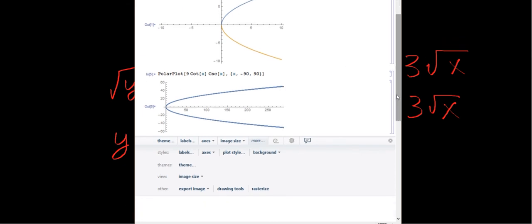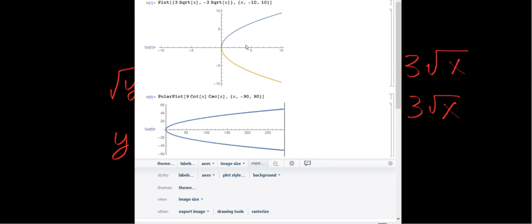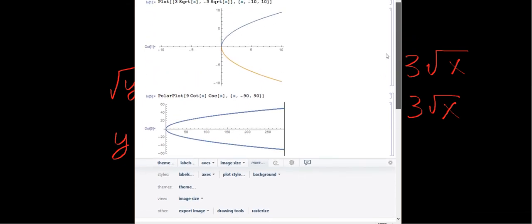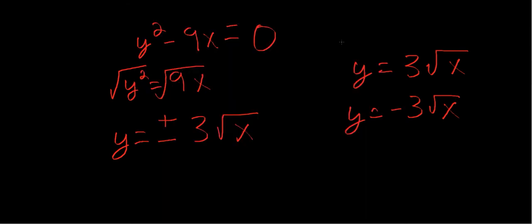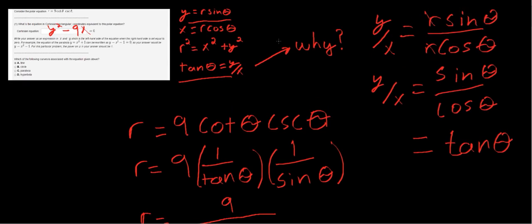It was hard for me to get the window size right, but this is the same graph as the top one. And this graph here is the polar plot of our original equation, which you see is a parabola extending in the positive x direction. And this is a graph of the function we came to, also a parabola extending in the x direction. Their values are the same, even though it might not look like it. But this is a confirmation of the answer. So again, that should be the answer to both of those. We got y squared minus 9x equals 0. And which of the following curves is associated with the equation given above? Well, it's a parabola.